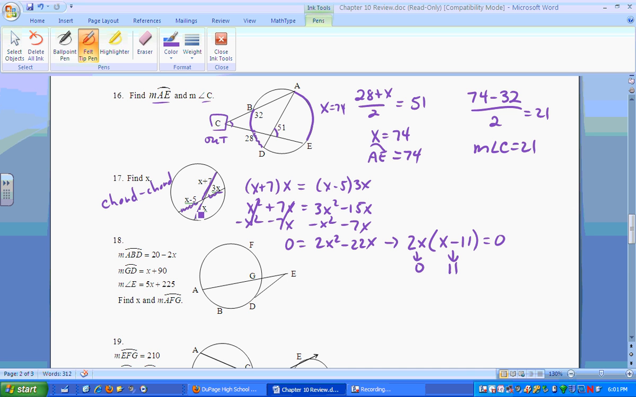But this piece is called x. Can x equal 0? No, because it wouldn't exist. So the answer that we're looking for x is 11.